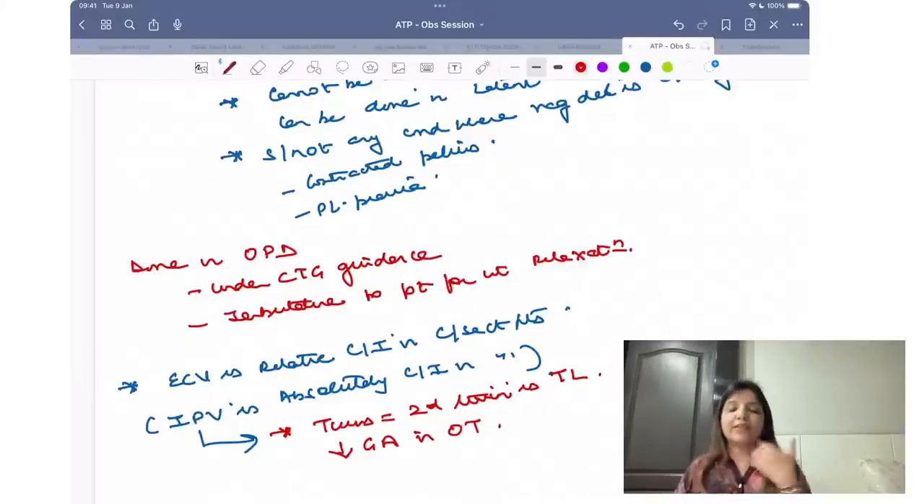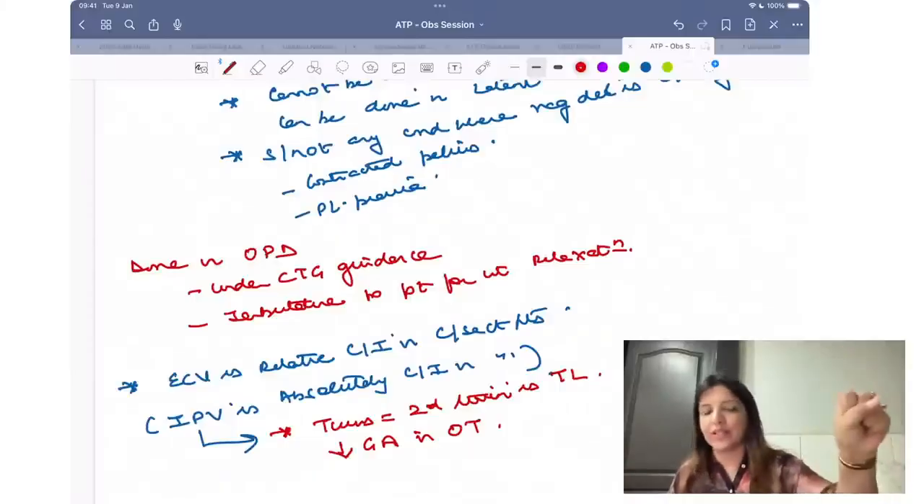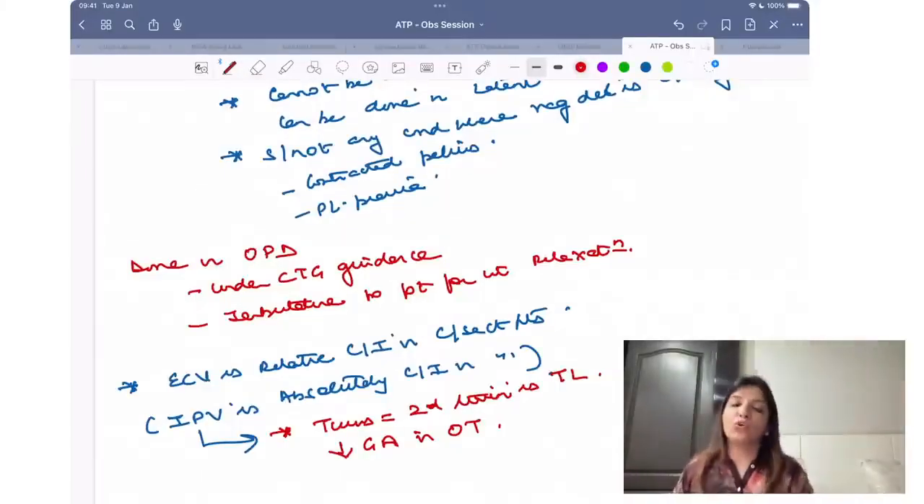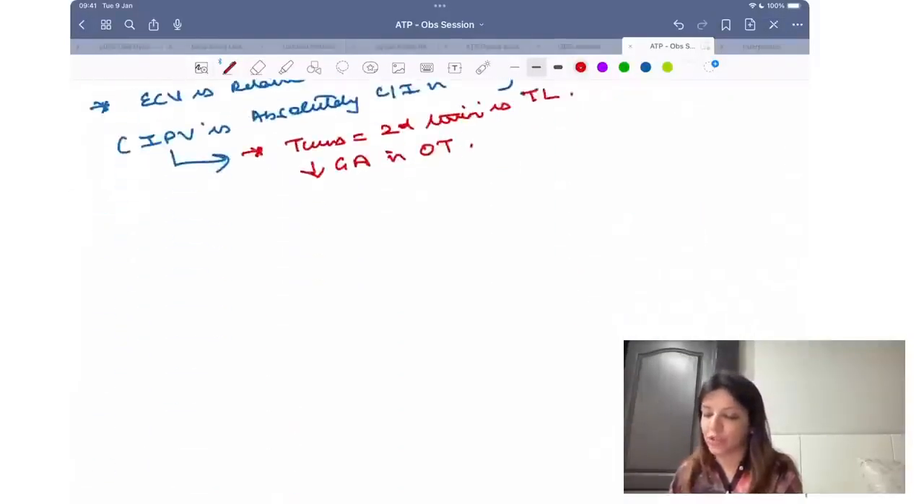So this is what is internal podalic version and external cephalic version. In internal podalic version, you are taking your hand inside the uterus, you are holding the leg of the baby and you are rotating the baby. Right? So that is what you have to remember about internal podalic version.